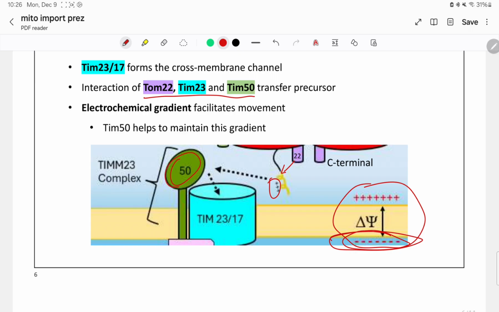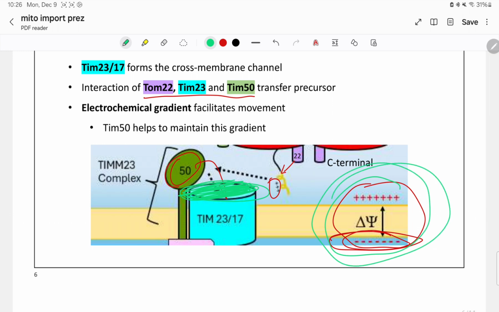TIM50 actually plays a regulatory role here. You can imagine this bulbous head that it has as a sort of cap for this TIM23. So imagine it'll literally sit on this guy and it would block it, okay? When would it do this? Well, in the absence of a precursor protein, it would actually just plop down its head and close this pore to maintain the electrochemical gradient that we established, okay? So it stops any charges from leaking in and out, all right?